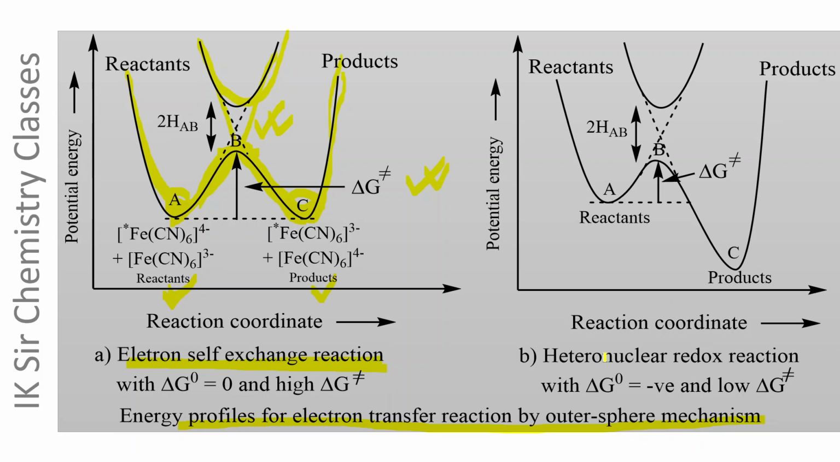This diagram is for a homonuclear electron transfer reaction. Here, the value of delta G is 0. Both reactants and products have the same Gibbs energy, and hence delta G is 0, and this Gibbs energy of activation is high. But in the case of a heteronuclear electron transfer reaction, delta G is negative because the products have lower Gibbs energy while the reactants have higher Gibbs energy.